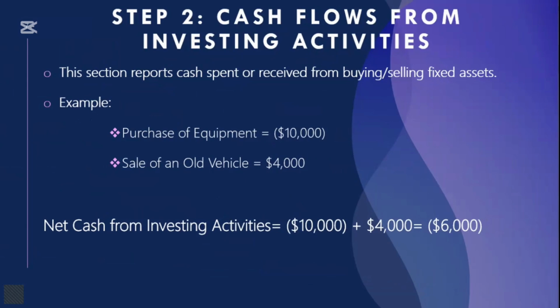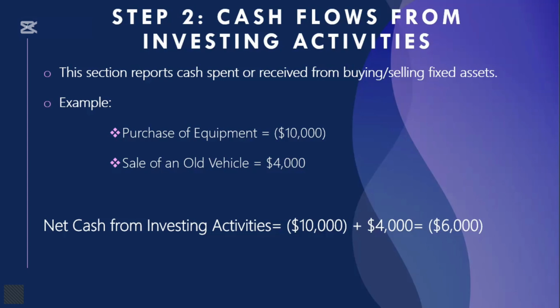We move on to step 2 now, which is cash flow from investing activities. As we said before, this deals with the buying and selling of fixed assets. For example, if we purchase equipment, it means that money would have left our business, and that is why it will be counted as negative. On the other hand, if we sold a fixed asset, such as our old vehicle, then money is coming into our business. That's why it will be positive.